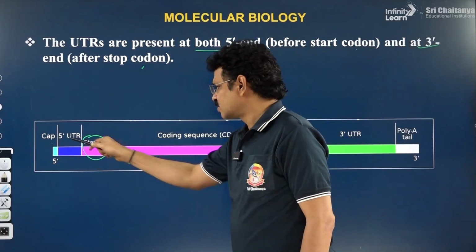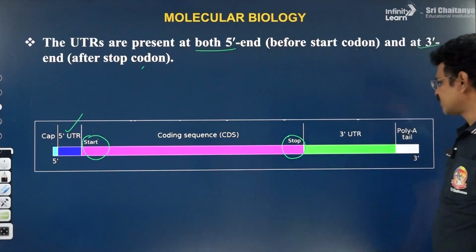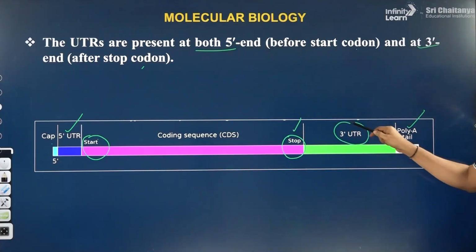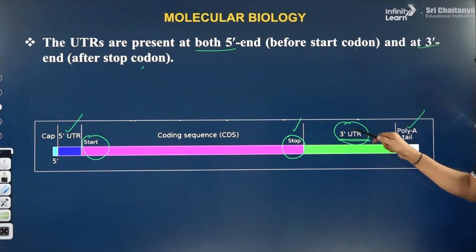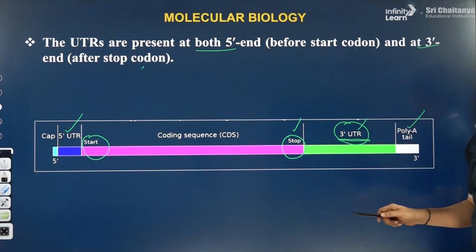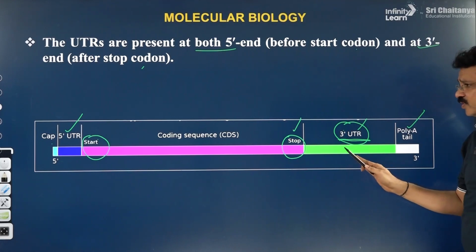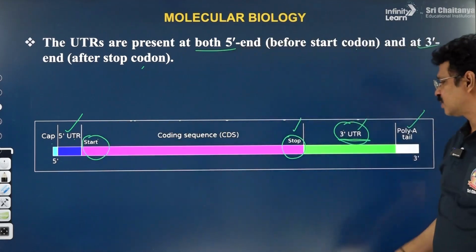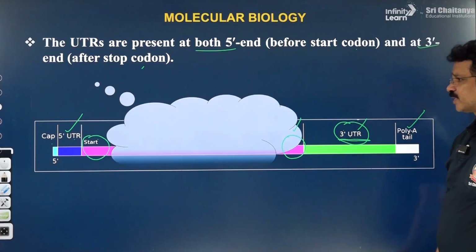Between the cap and the start codon, one UTR is there, that is the 5' UTR. Between the stop codon and the tail, the second UTR is there. It is also called the 3' UTR. Finally, we can conclude: how many types of UTRs are there? Two types. One is the 5' UTR, the second one is the 3' UTR.